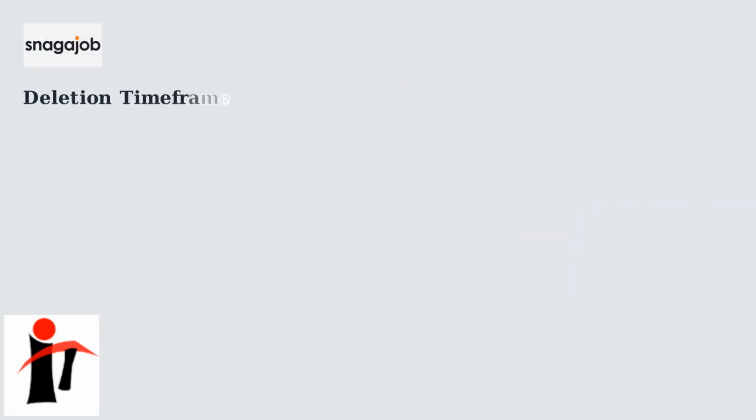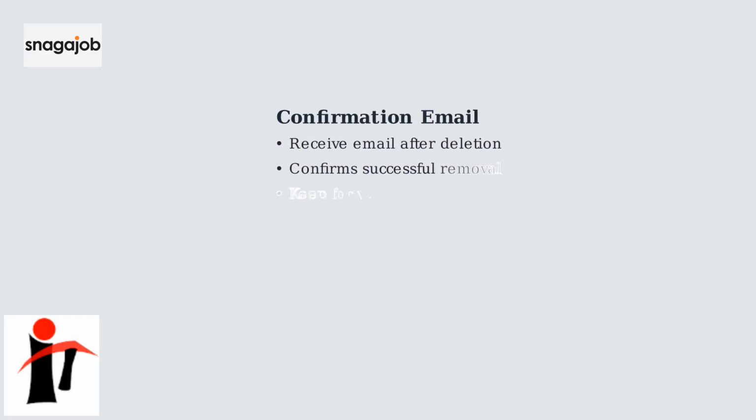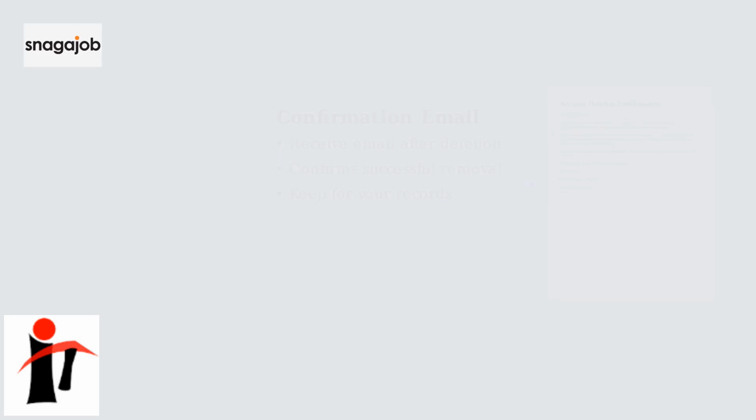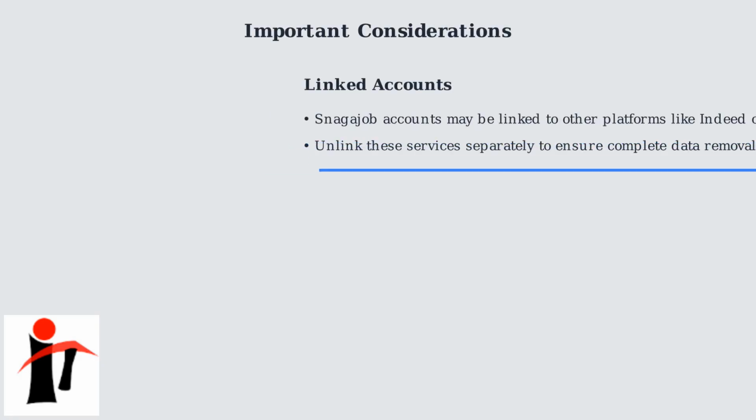Once you've confirmed your deletion request, Snagajob typically takes 24 to 48 hours to process it for active accounts. After the process is complete, you should receive a confirmation email indicating that your account has been successfully deleted. Keep this email for your records. If you don't receive a confirmation within this time frame, it's advisable to contact Snagajob's customer support to ensure your request was processed correctly.